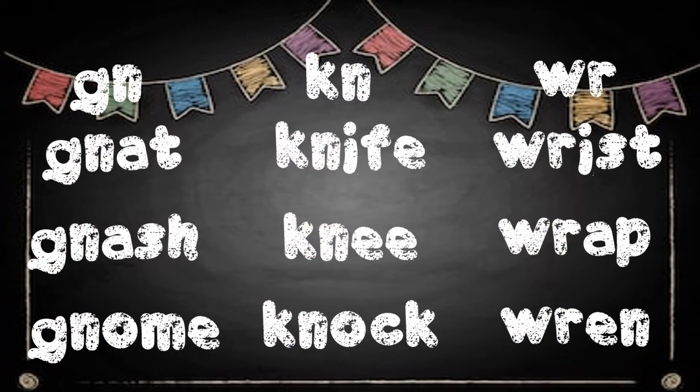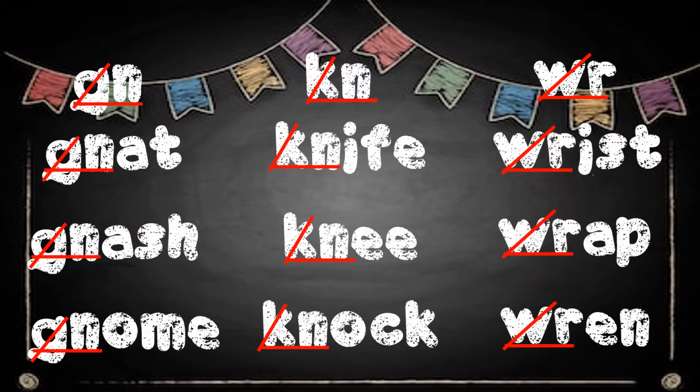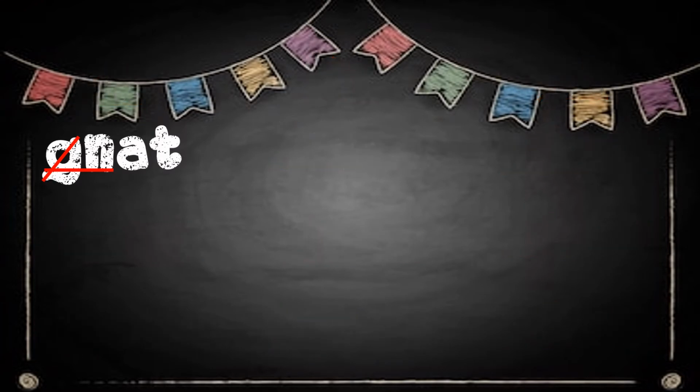When we code ghost letter digraphs, we're going to underline them and we're going to cross out our ghost letter. Let's finish coding our words. Let's start with our first word. Look for your vowel. We have a vowel followed by a consonant, so we're going to code it with a breve.